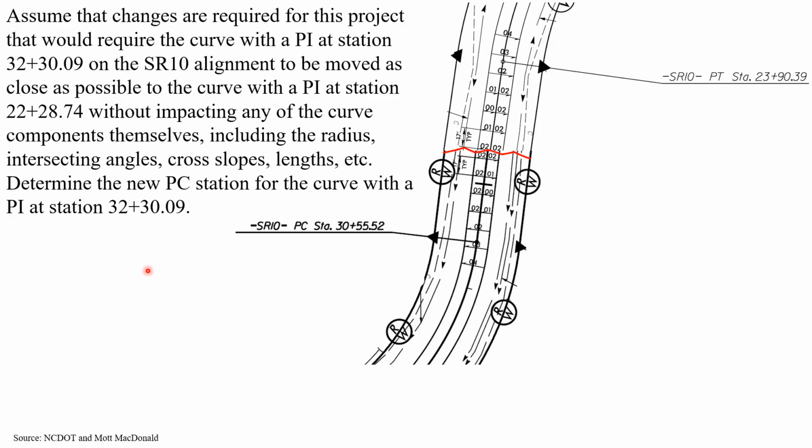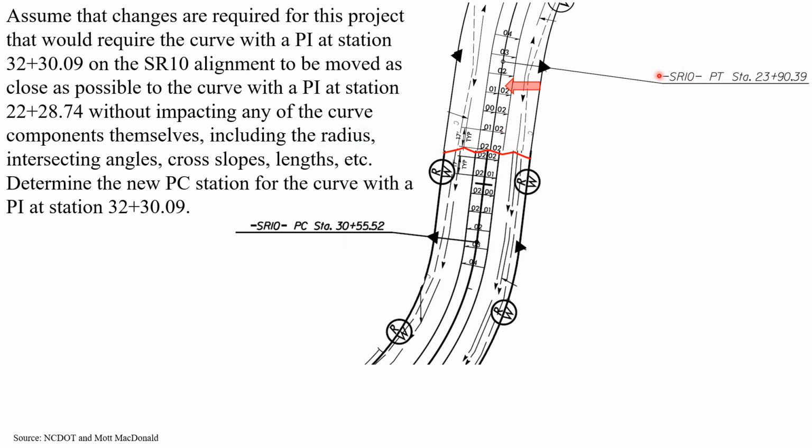So now in this image, we're showing these two curves pushed together. So there's as little a gap as I can do, just copy and pasting and clipping those images together. What we're trying to find from this PT station is, where is the new station of the PC? It's not going to be 30 plus 55.52. That's the old stationing.